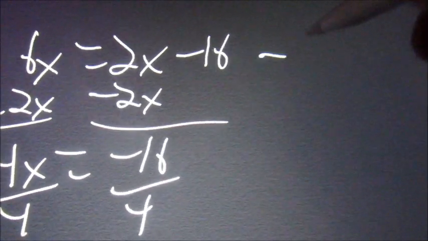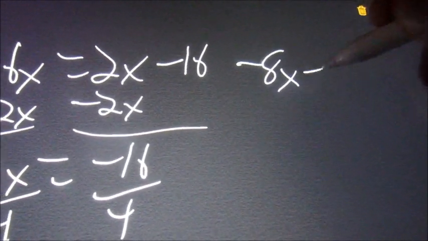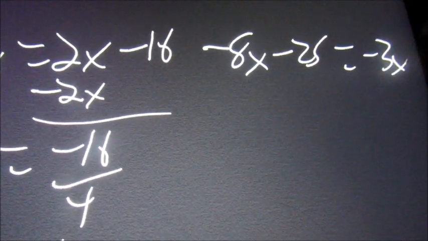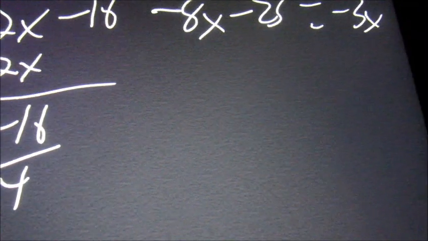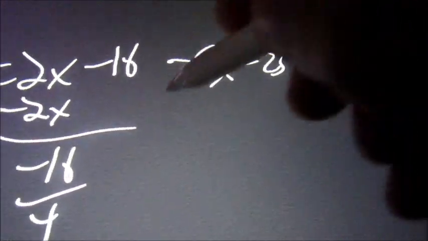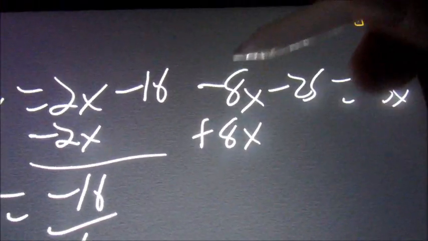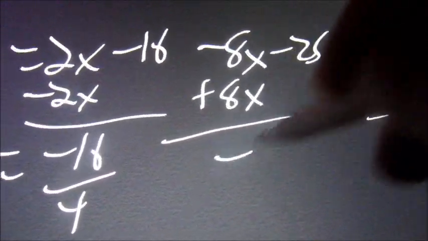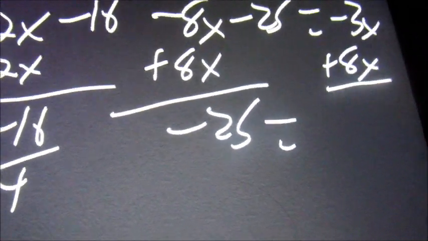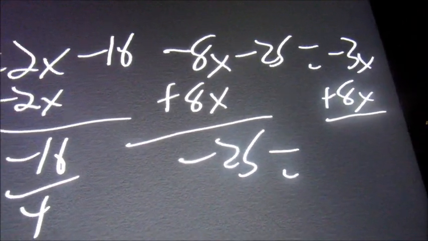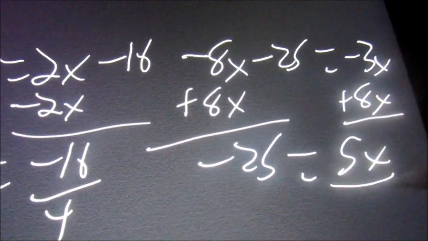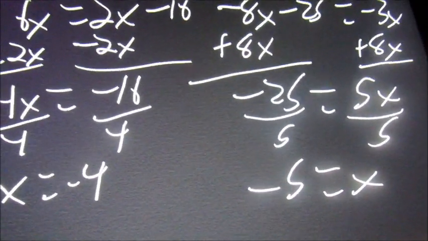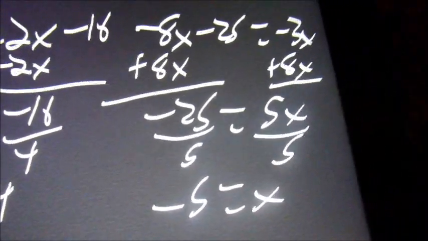Then let's say that we have negative 8x minus 25 equals negative 3x. So I'm going to move all my x's over to the right by adding 8x because it was a minus. So plus 8x. We still have a negative 25 equals. Now we have 8x minus 3x, which is 5x. Divide both sides by 5. And we get that x equals negative 5.